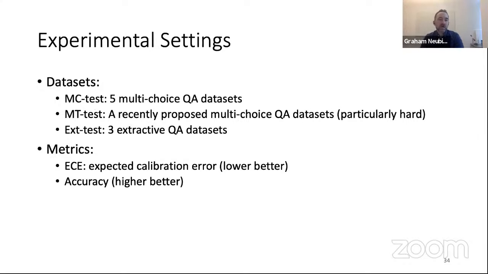So we did experiments on MC test, which is a data set with 5 multiple choice QA data sets. Notably, this is included in the training data for the unified QA model that we used. We also have MT test, which is a recently proposed multiple choice QA data set on common sense reasoning. It's particularly hard, and it's also not included in the unified QA training data. So this is demonstrating out of distribution robustness, essentially. And then we have extractive QA data sets, and we measure expected calibration error where lower is better and accuracy where higher is better.